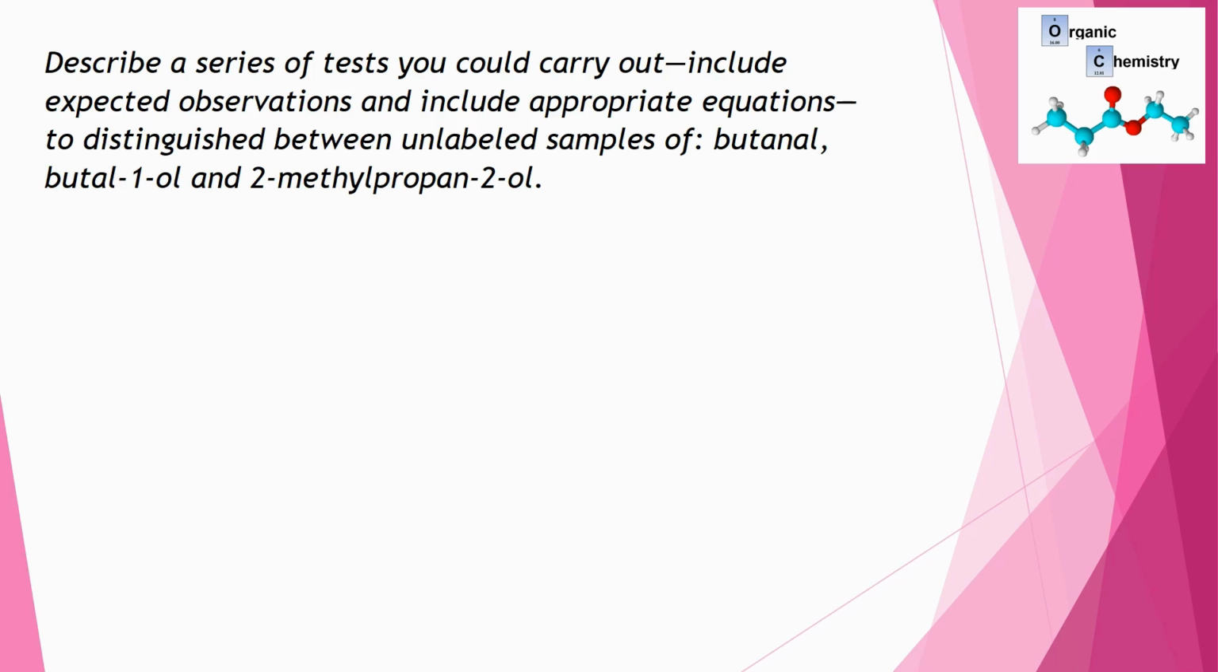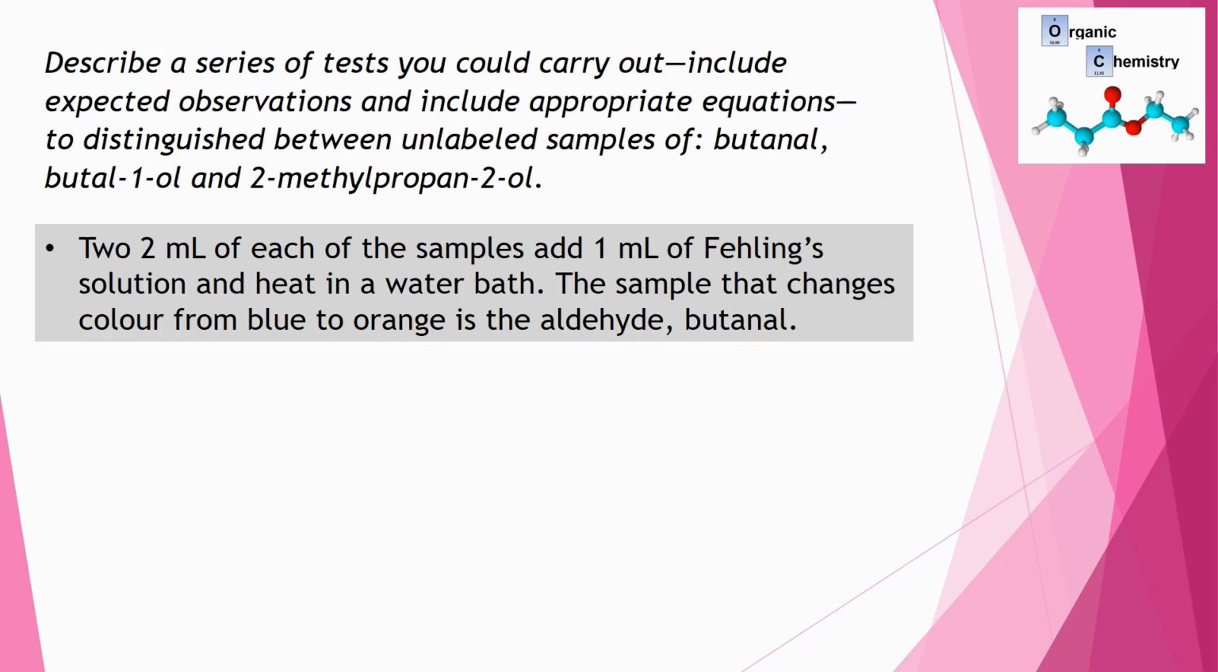So let's start and see if we can identify the aldehyde first, because we know 3 definitive tests, well 2. We know Tollens reagent, silver mirror test. We know Fehling's or Benedict solution, which is the same thing. Let's just say Benedict's here then. So we take 2 ml of each sample. Oh no, we're going to add Fehling's solution and heat it in the water bath. The sample that goes from blue to orange, remember this is a definitive test, is the aldehyde butanal.